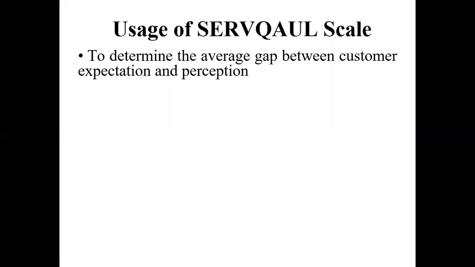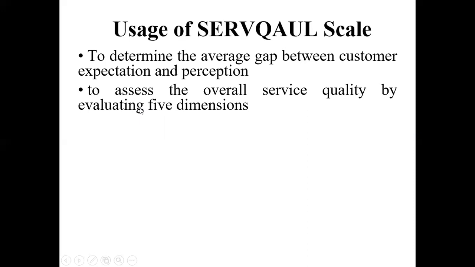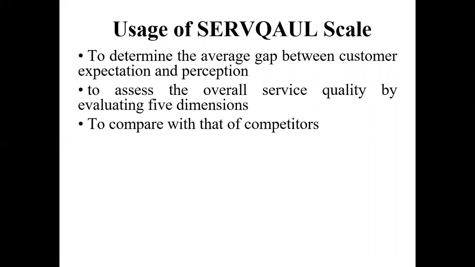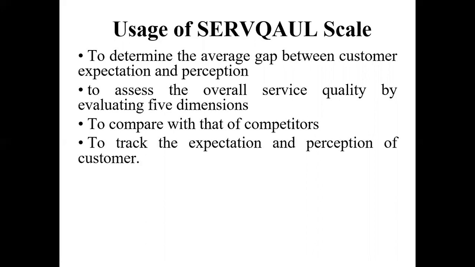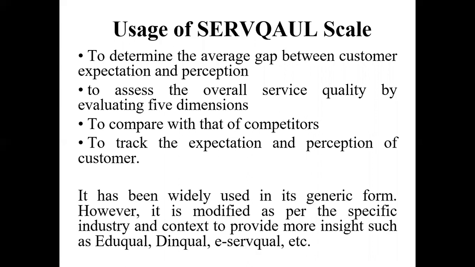Fine. So its usage is to determine the average gap between customer expectation and perception. It helps to assess the overall service quality by evaluating these 5 dimensions. If you sum up all the 21 items, you will find the overall service quality. If you look at only the 4 questions from tangibility, 4 from reliability, 4 from responsiveness, 4 from assurance, and empathy, then you will come to the different dimensions as well to compare with your competitor, to track the expectation and perception of the customer.